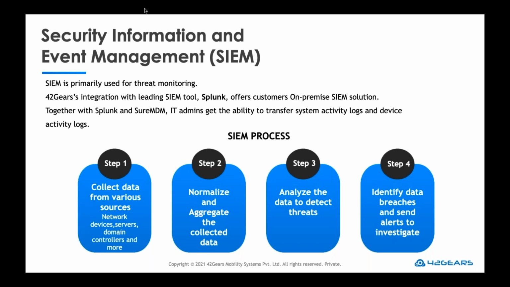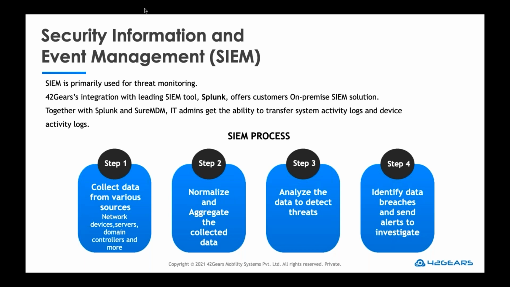Now, let me explain a little bit about the SIEM process. Step one is that the data is collected from various sources. It can be network devices, servers, domain controllers, and more. Once this raw data is collected, it has to be normalized and aggregated. So step two, the data collected is normalized and aggregated.